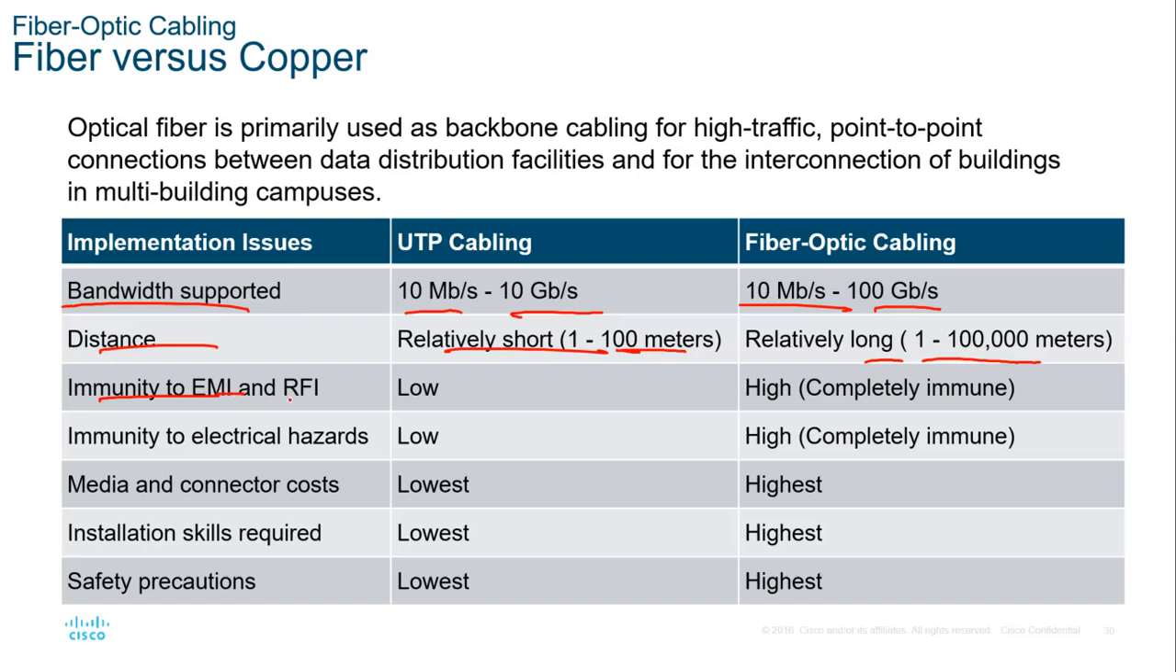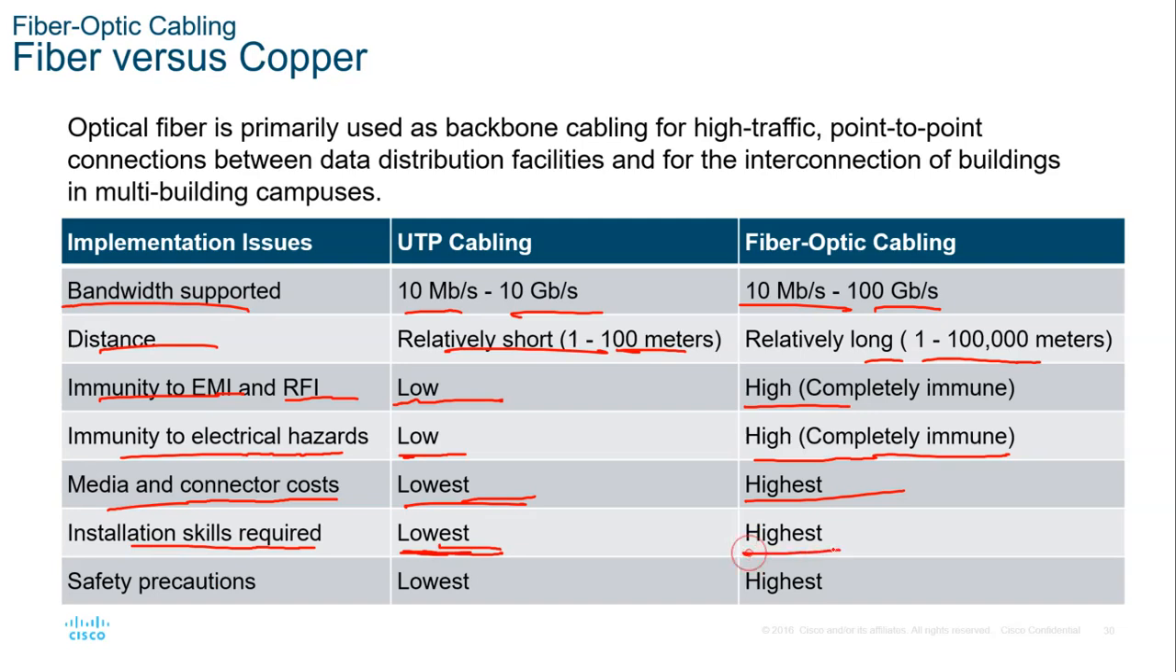Immunity to EMI and RFI: this is low, and then this is high, completely immune. Immunity to electrical hazard: this is low, and this is high, completely immune too. Then media and connector cost: this is the lowest, it is cheaper, but this one here is expensive. Installation skill: this is the lowest. In one day, you become an expert, but with this one, you need time. Then safety precautions: lowest.